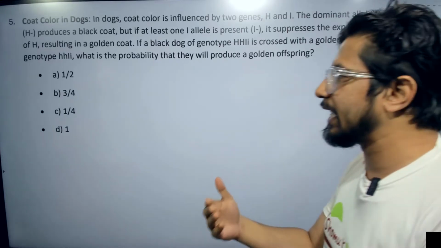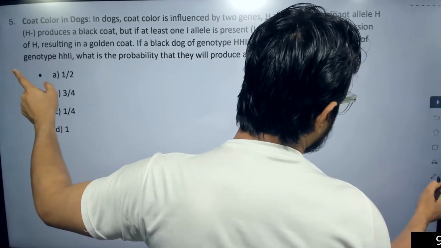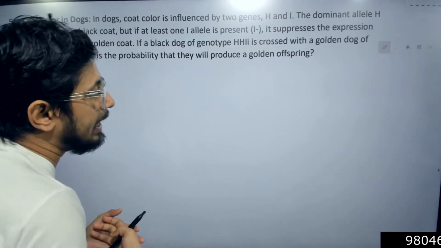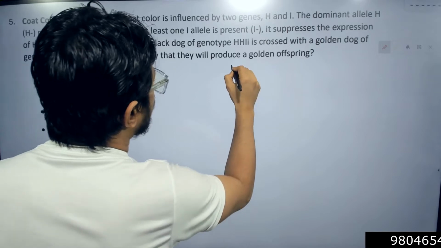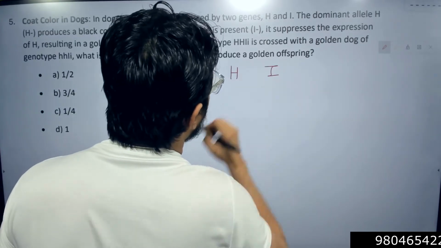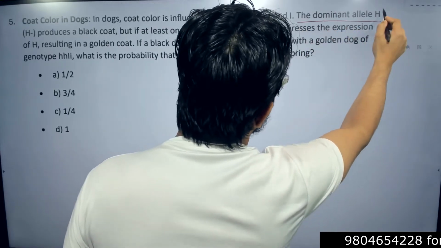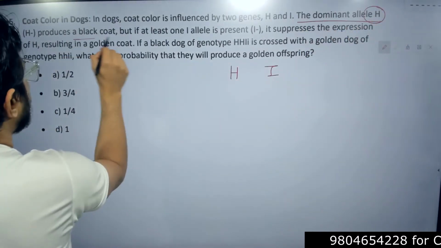So again a probability calculation, but here also we are seeing that there is gene interaction. Here also gene interaction is being seen, and the gene interaction is between two genes. One is capital H, another one is I. Now the question is, the dominant form, capital H, produces black coat.